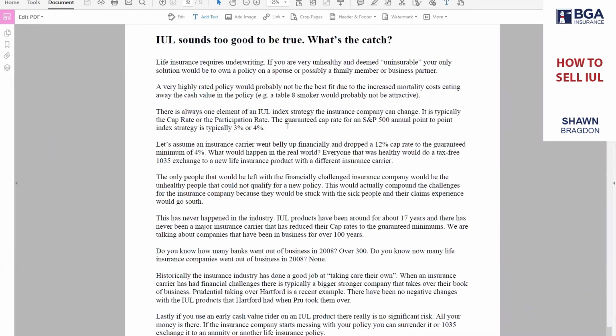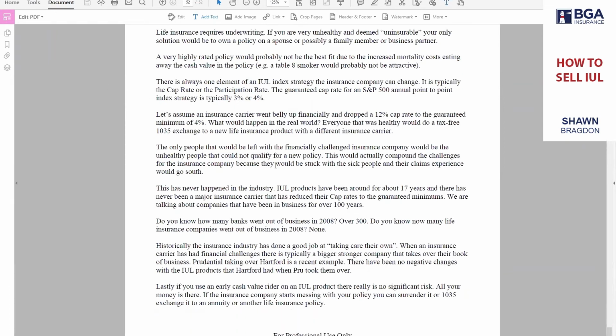The only people that financially insolvent company would be left with would be the sick people, the people that were uninsurable, and that would compound the financial challenges for this company. It just wouldn't really happen in the real world. In 2008, there were over 300 banks that went out of business, but not a single insurance company went belly up in 2008 when the world collapses.